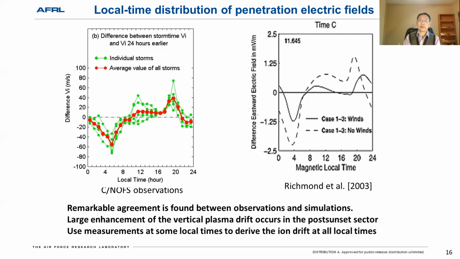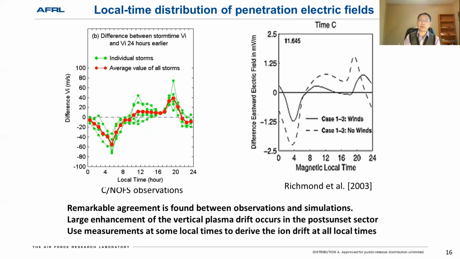In this slide, the left figure shows the net change of the meridional or vertical ion drift derived from the satellite during multiple magnetic storms. This net change represents the net effect of penetrating electric fields on the equatorial vertical ion drift. The right panel shows the simulation results of local time distribution of penetrating electric fields. The observations are very consistent with our simulations.